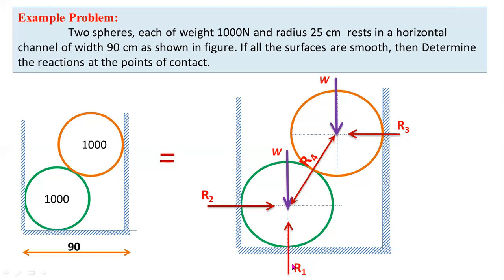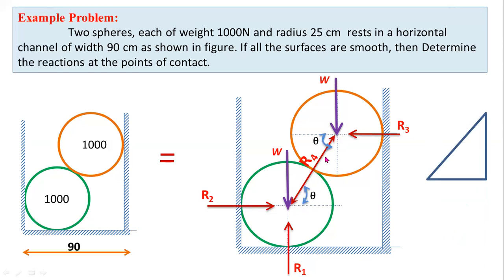Here this reaction force R4 makes an angle theta with respect to the horizontal. Here the angle is also the same. First of all, you have to calculate angle theta. From the given data, the width of the horizontal channel is 90 centimeters, and the radius of each sphere is 25 centimeters. So from here to here the radius is 25, and from here to here the radius is 25. So the total length of this inclined line is 50 centimeters.